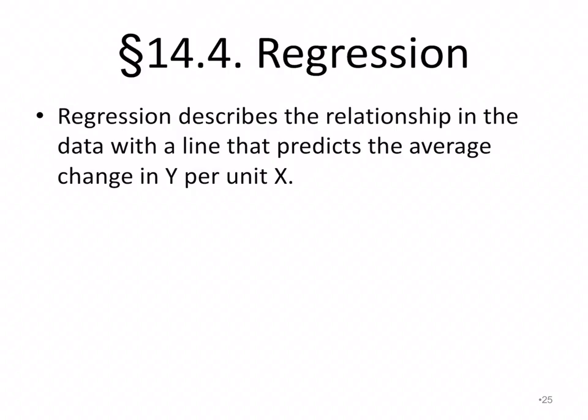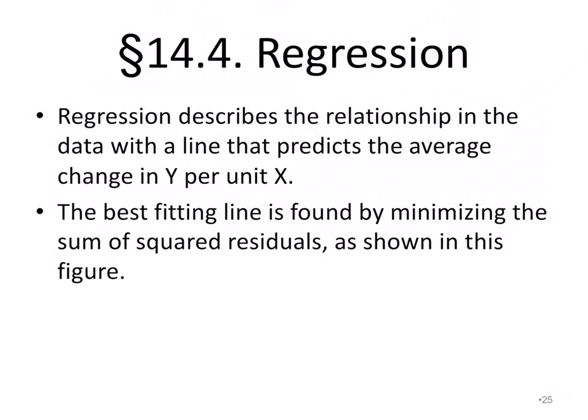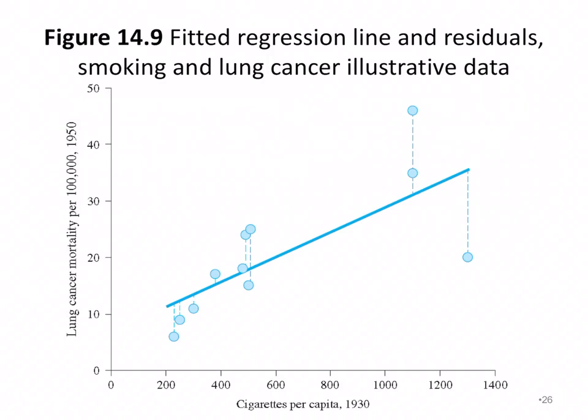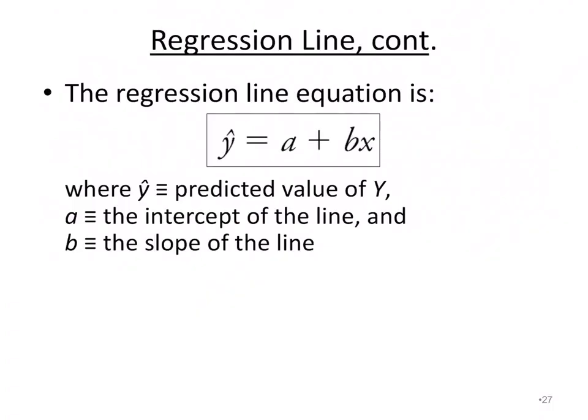Regression describes a relationship in the data with a line that predicts the average change in y per unit of x. It's the best fitting line as found by minimizing the sum of squares residuals, as shown in this figure. Here we have our blue line, from our previous example with cigarettes and lung cancer mortality. What we're doing here is finding the best fitted line. This line is the best fitted line for regression.